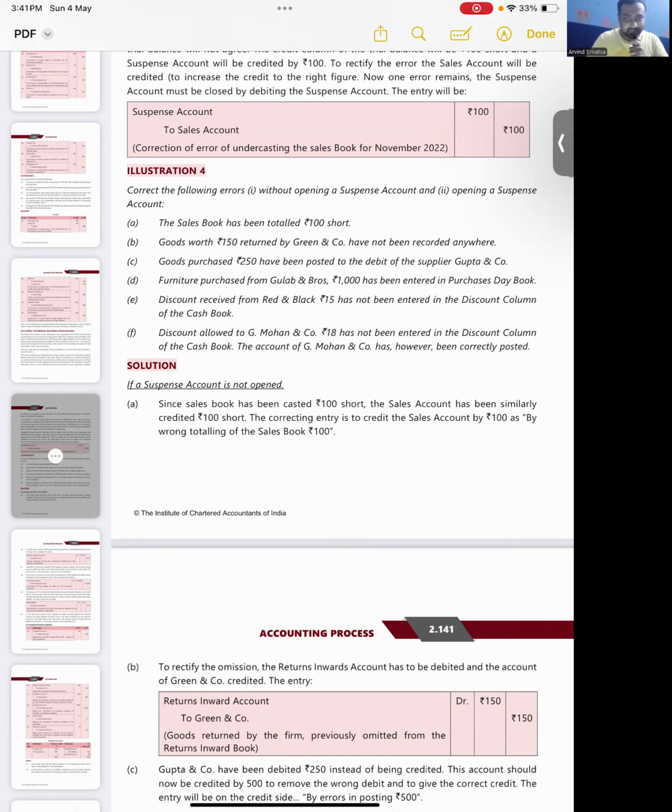So similar to illustration 3, sir, we collected this pen from them, sir. We kept it in our godown, sir. But we forgot to pass entry, sir. We forgot to pass entry. What should we do now? We should pass that entry. That's it.